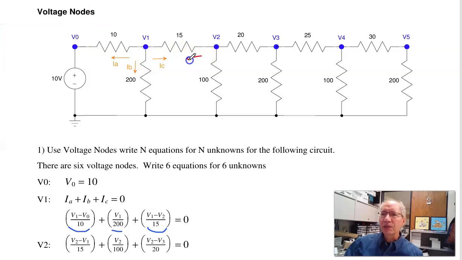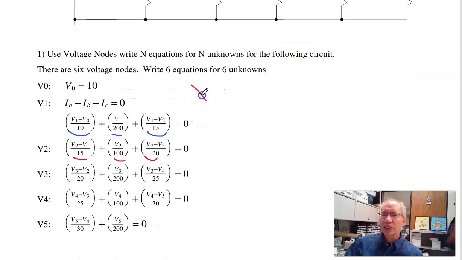I have the current left, current down, current right equals 0. The current left is V2 minus V1 over 15, this term. Current down is V2 minus 0 over 100. Current right is V2 minus V3 over 20. Repeat for nodes 3, 4, and 5, and you wind up with 6 equations, 6 unknowns.